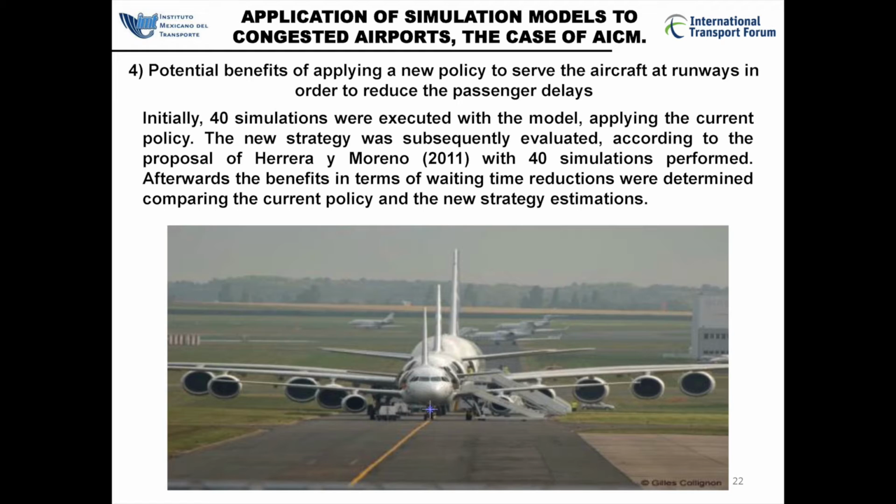In order to apply the new strategy, it was necessary to know for each aircraft in the queues its specific operation time and number of seats. The operation time for each aircraft was obtained using the information generated by the simulation model, and the number of seats were typical figures established by aircraft manufacturers. The data used in the model reflects the operational conditions of the AICM in year 2011.